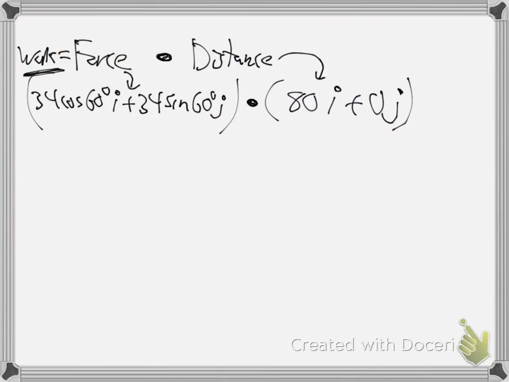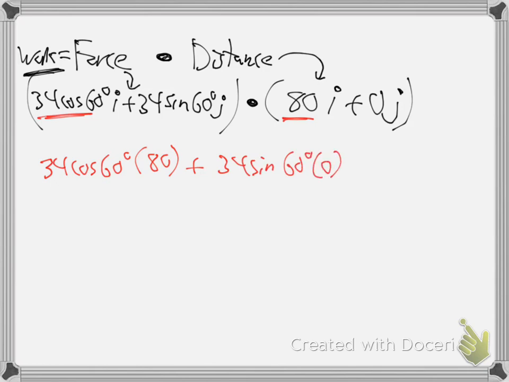So here we go. The i times the i. So it's 34 cos 60 times 80 plus 34 sine 60 times 0. j with j won't do anything. So it's really just that, isn't it? It's really just 34 cos 60 times 80.